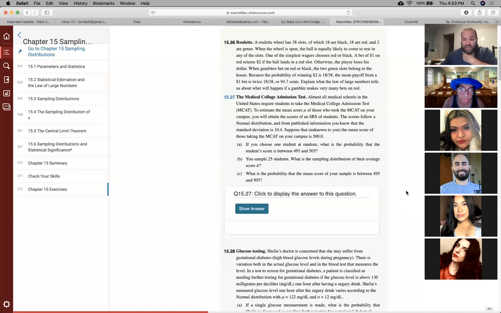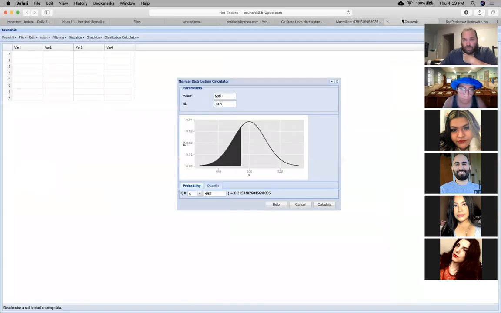So how do I now calculate the probability that the mean score of my sample is between 495 and 505? What do I do now? Go to Crunch It. What do I change? The standard deviation. What should it become?